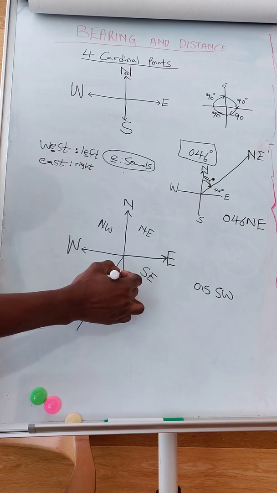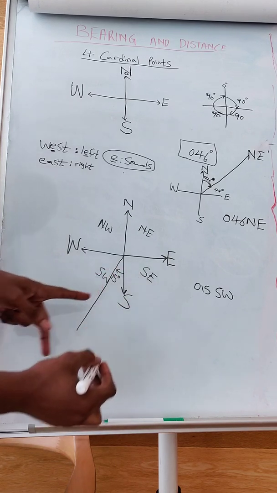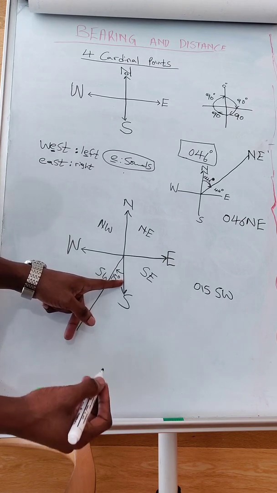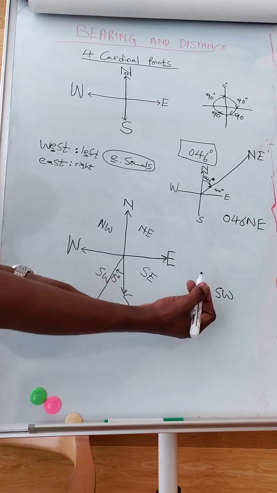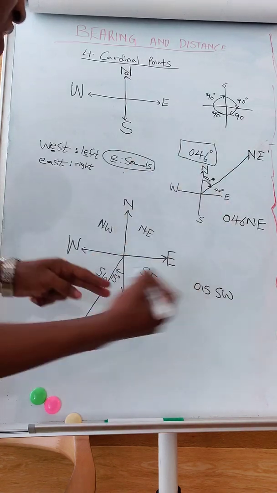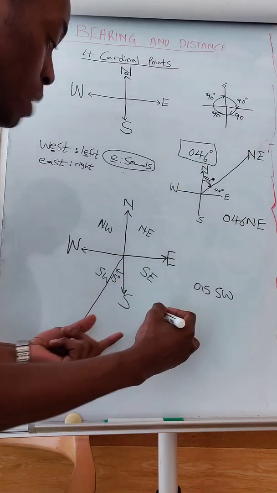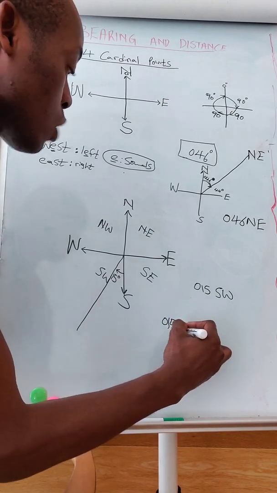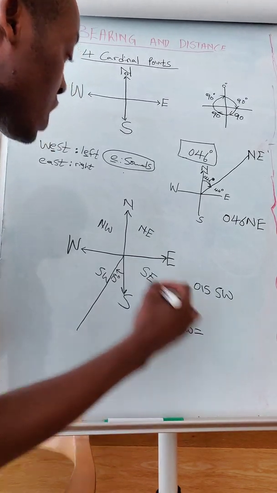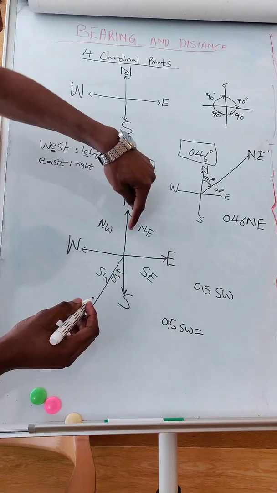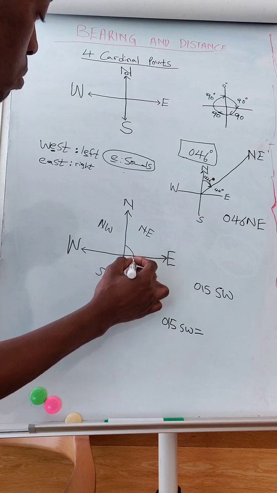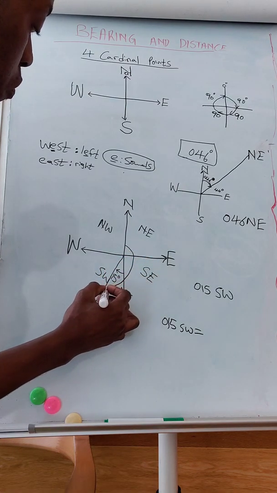This is 15 degrees. Don't forget, this 15 degrees is not the bearing, but you have drawn 15 degrees southwest. Another name for 015 southwest is still the same thing as starting from north to where the 15 stops. That is 90 plus 90 plus 15.